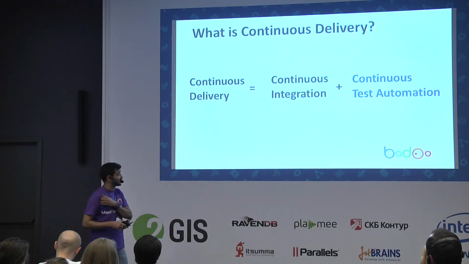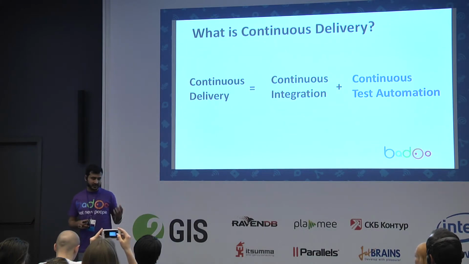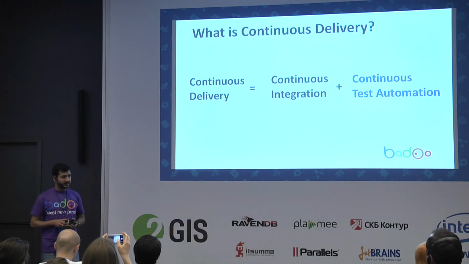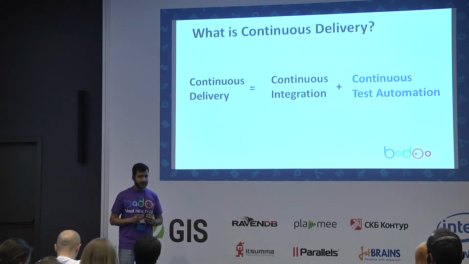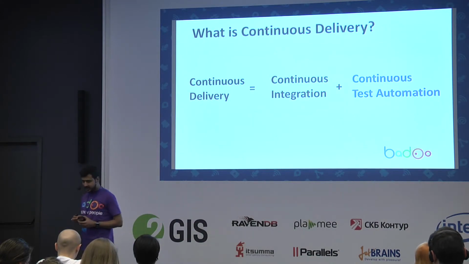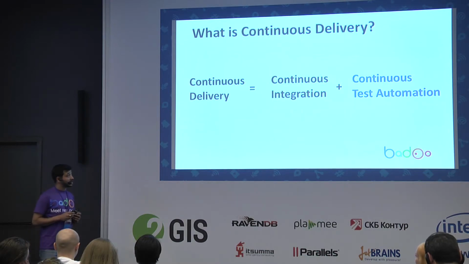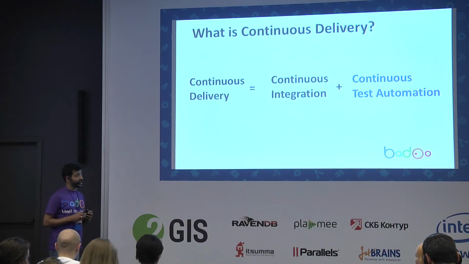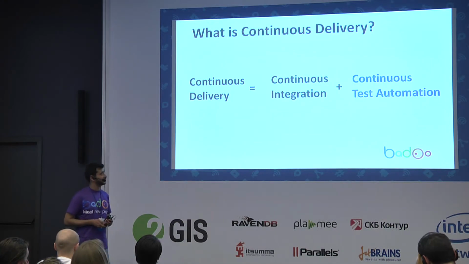Continuous integration is the configuration management, the repositories, and how developers push the code into the repositories. At Badoo, we have a well-designed continuous integration, which I'm not going to talk about now. What I'm going to talk about is how we integrated our test automation with the existing process.